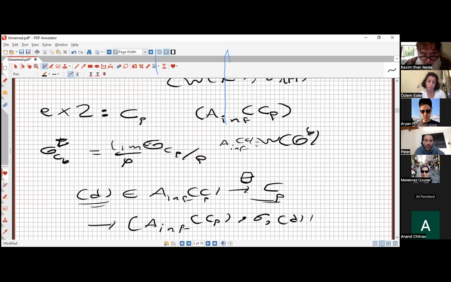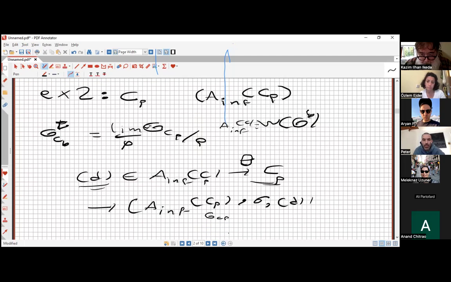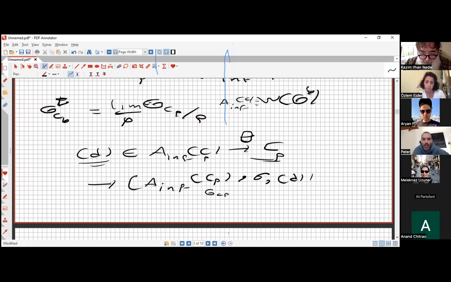Sorry, can I ask a question? Yes. What do you mean by C_p again? Is it the p-adic completion? You take Q_p, you first consider the algebraic closure, and then you p-adically complete it. Okay.